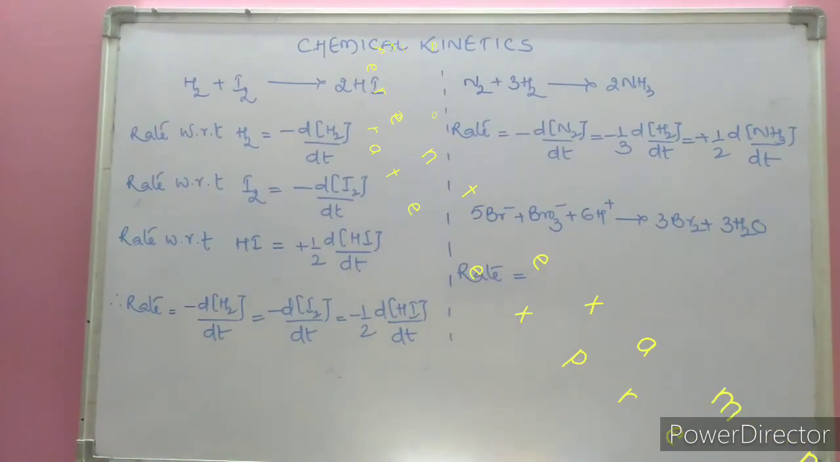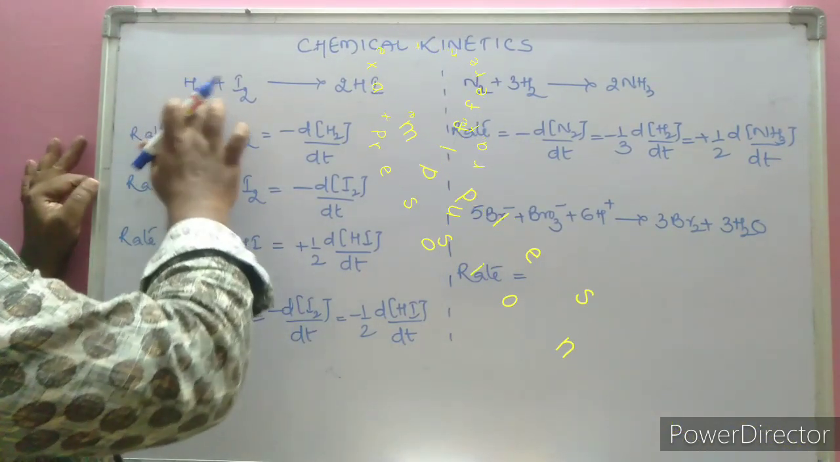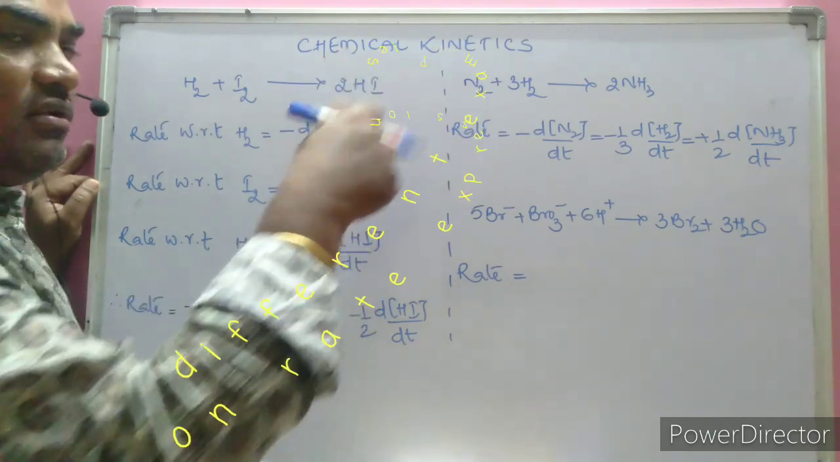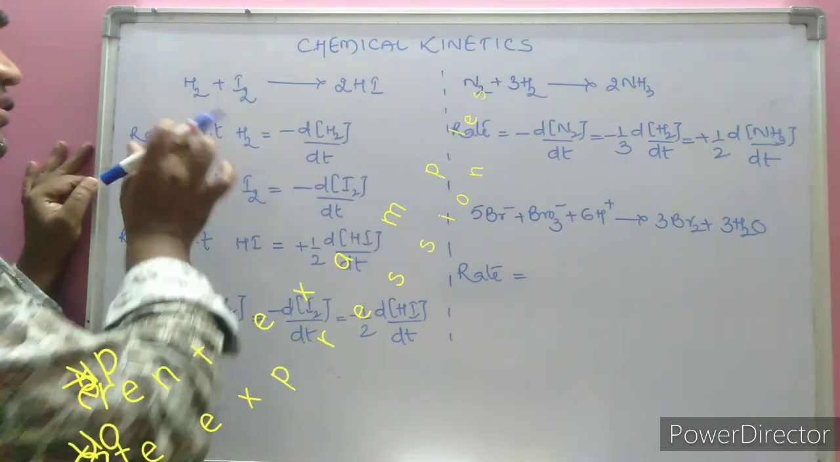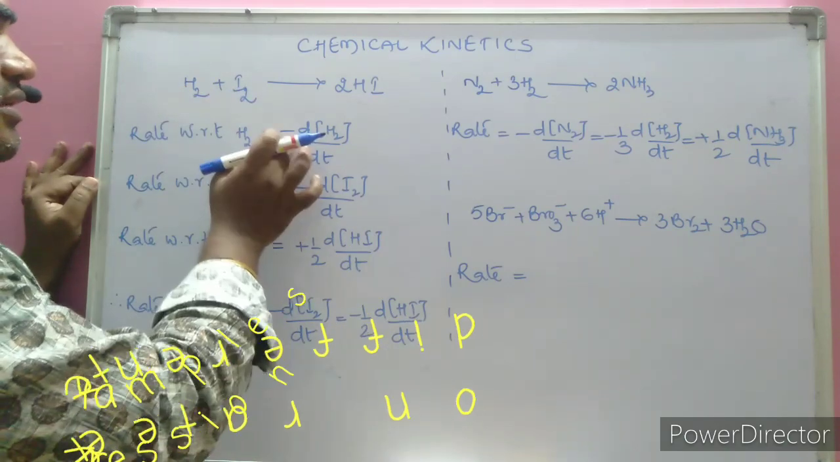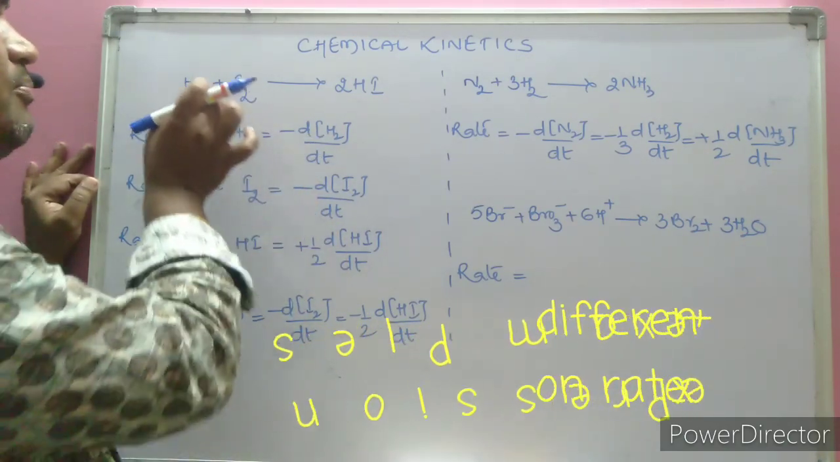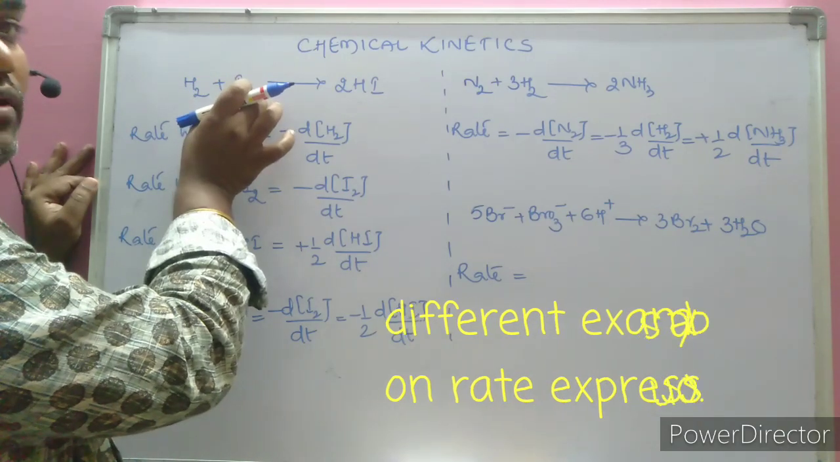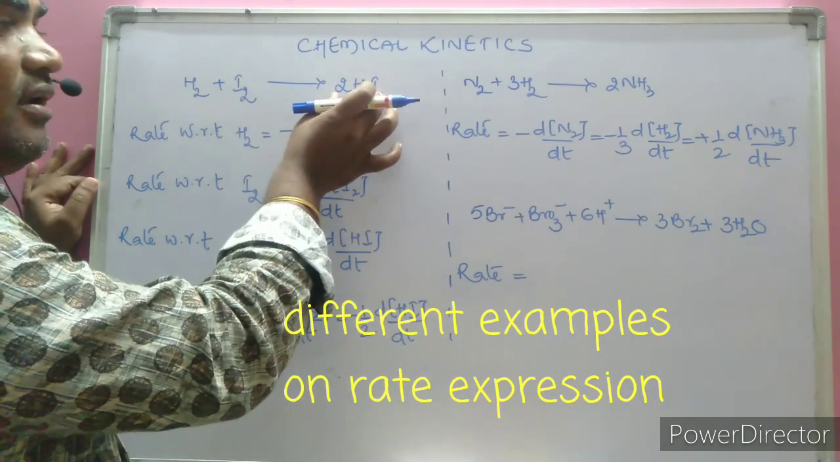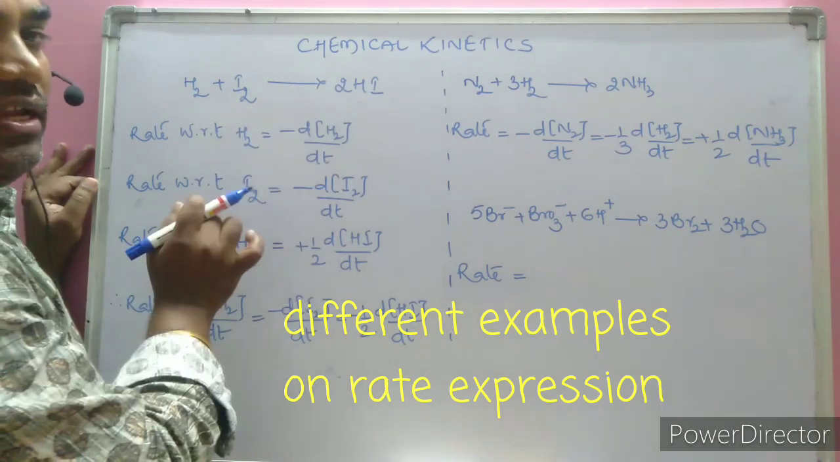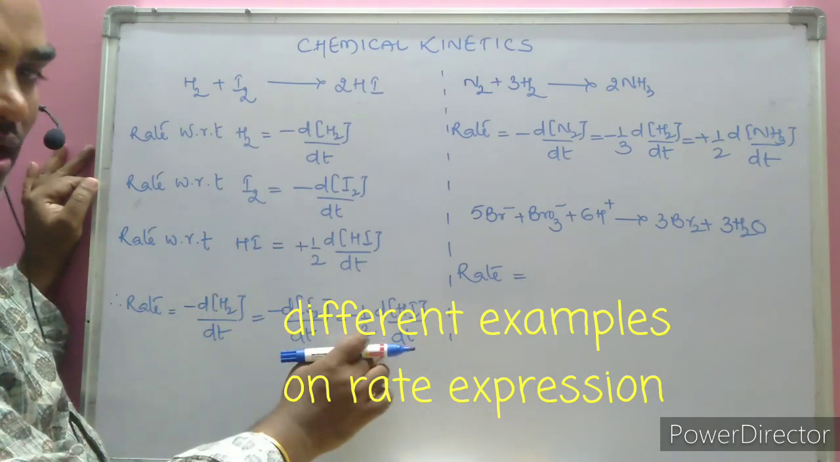The example for the expression of the rate is H2 plus I2 gives rise to 2HI. In different formats they ask the rate with respect to the reactant, that is the magnitude without the sign, which is also called the rate of disappearance of H2 and the rate of disappearance of I2 and the rate of appearance of HI. Here this is the overall rate.